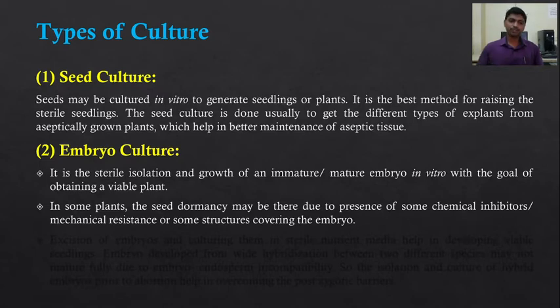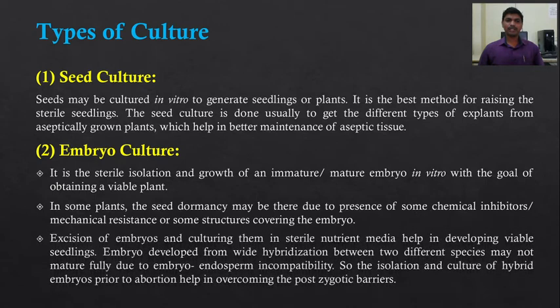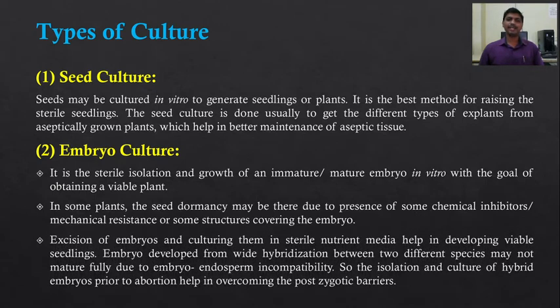So for this, excision of the embryos and culturing them in a sterile nutrient medium help in developing viable seedlings. Viable seedlings means those seedlings which are able to produce the shoot and root. Such viable seedlings are produced by the excision of the embryo and culturing them in a sterile nutrient medium.